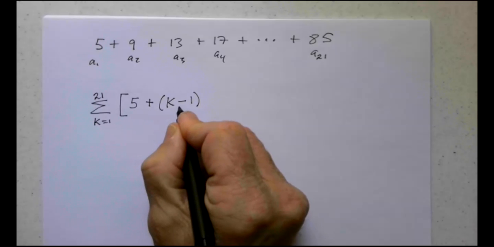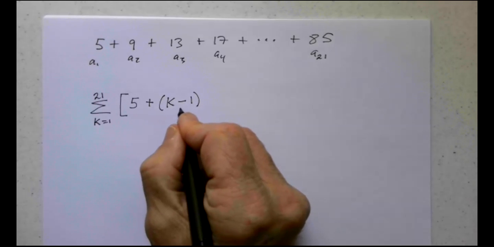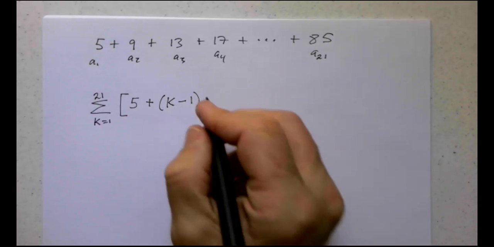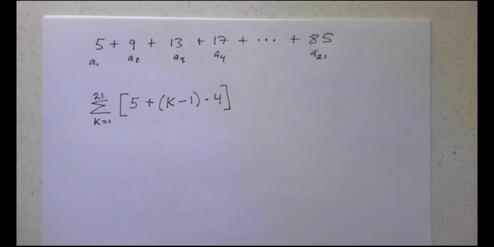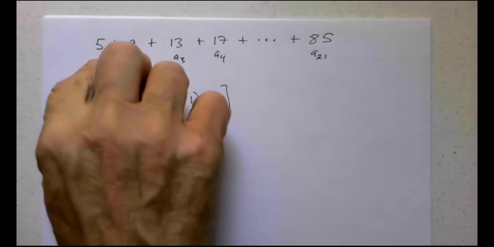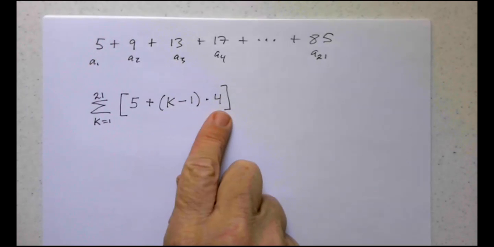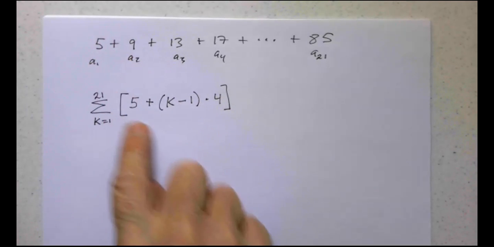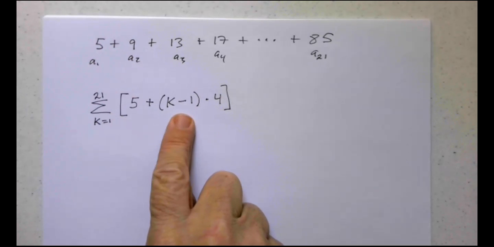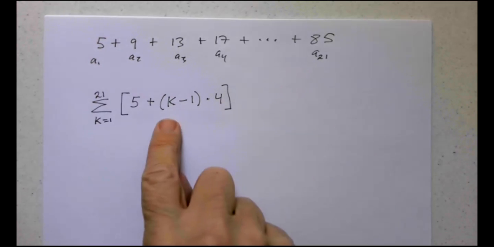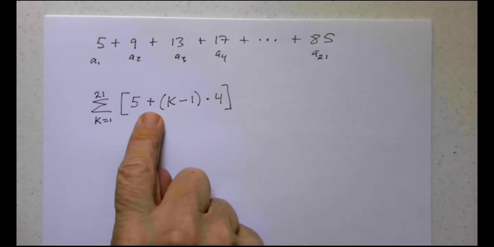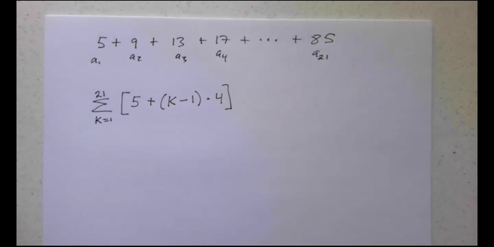A sub 1 plus n minus 1 common differences. Common difference here is what? Common difference here is 4. So we have the sum as k goes from 1 to 21 of 5 plus k minus 1 times 4. Notice if k is 1, that becomes 0. It's just 5. If k is 2, 2 minus 1 is 1 times 4 is 4 plus 5 is 9, plus k is 3. 3 minus 1 is 2. 2 times 4 is 8 plus 5 is 13, etc. And then when k gets to be 21, 21 minus 1 is 20 times 4 is 80 plus 5 is 85. So we've established it that way.